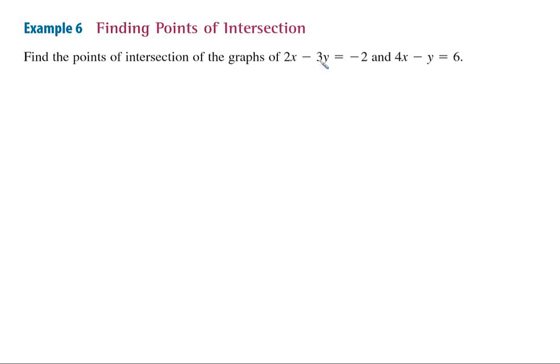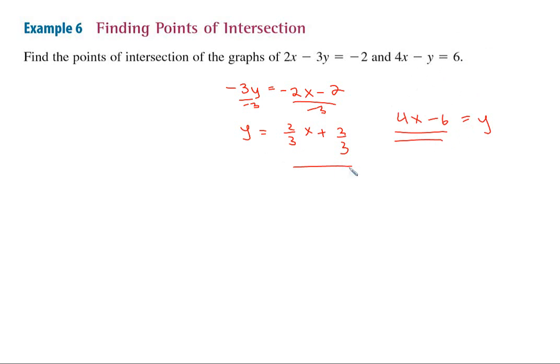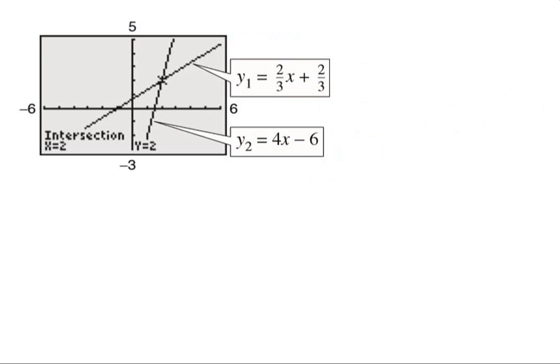So we're going to end up with negative 3y is equal to negative 2x minus 2, divided by negative 3, right? So we end up with y is equal to 2/3 x plus 2/3. Same thing over here, I'll just move the y over there. We get 4x minus 6 is equal to y. So basically you're graphing this right here and you're graphing this right here. Okay? So let's see what that's going to give us.